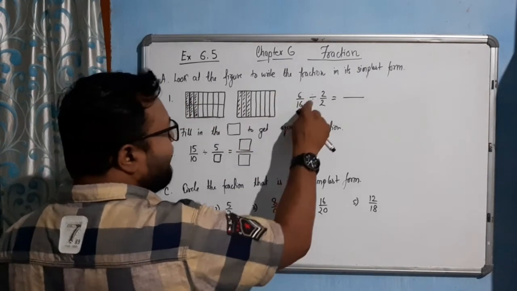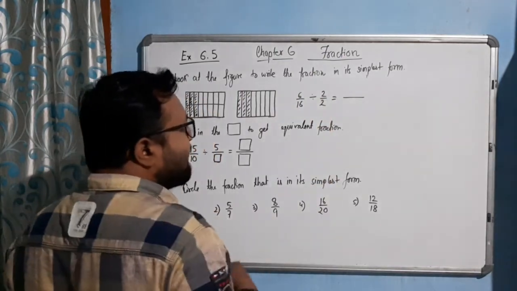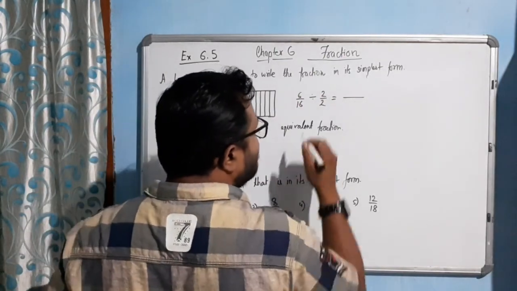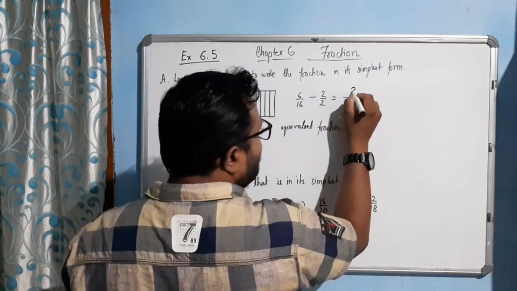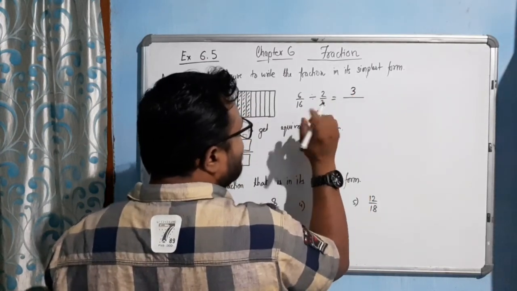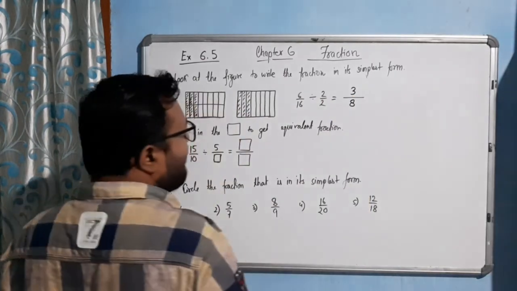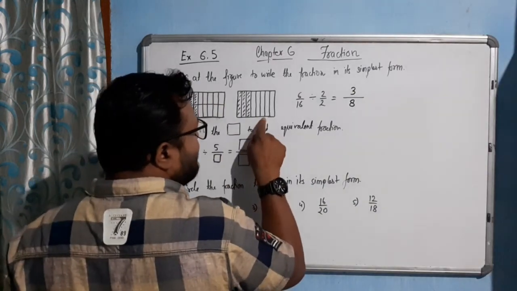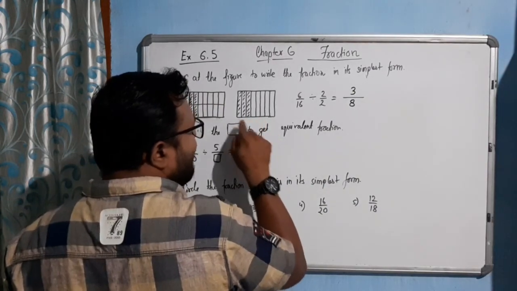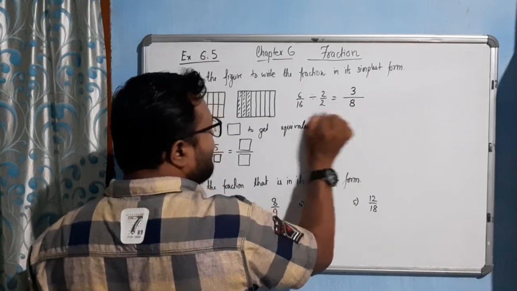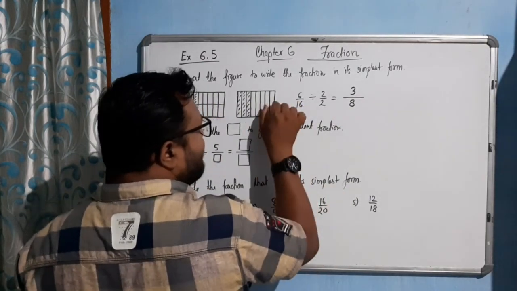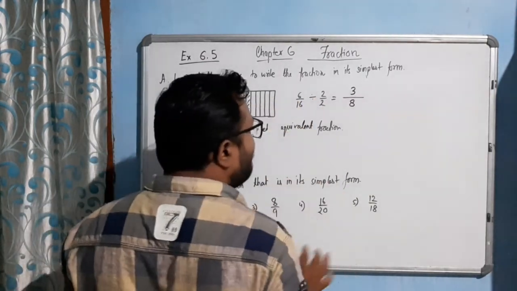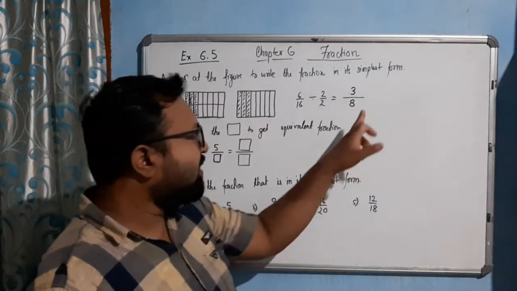6 by 16. If we divide it by 2, 6 divided by 2 means how much? 2 3s are 6, so 3 we will get, and here 2 8s are 16, 8. Look at here now, 1 2 3 4 5 6 7 8. 8 equal parts are there, and out of this 8, 3 parts are shaded, 3 by 8. Now why is it simplest form?